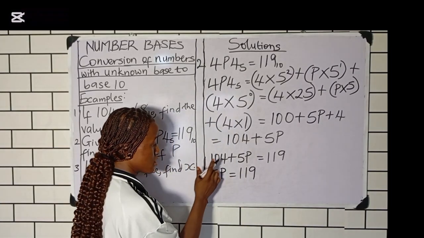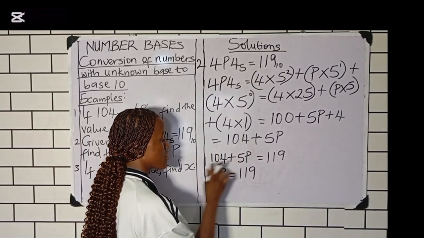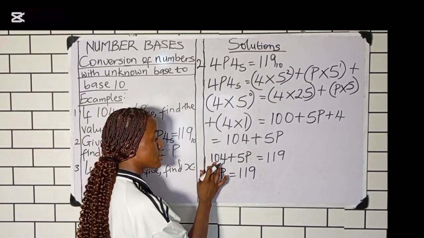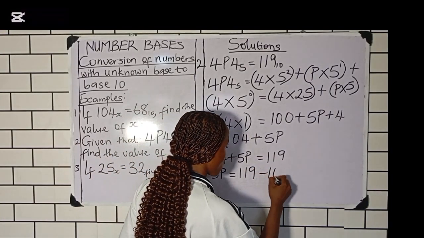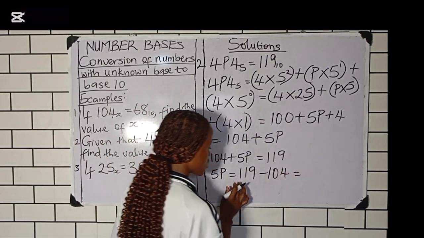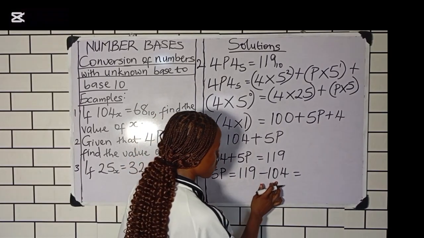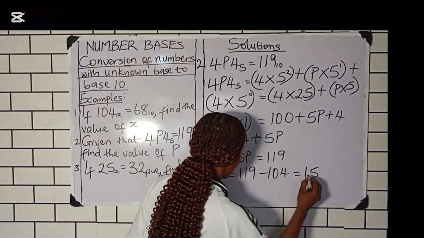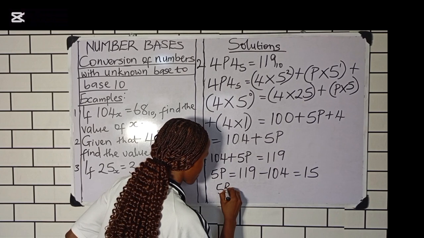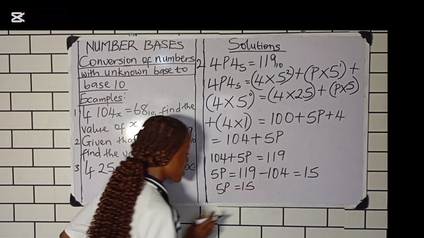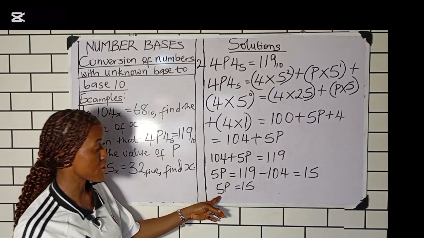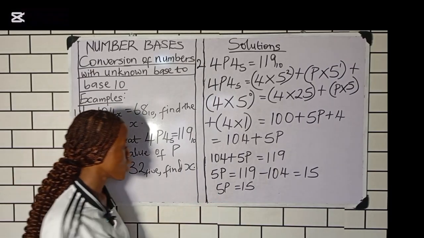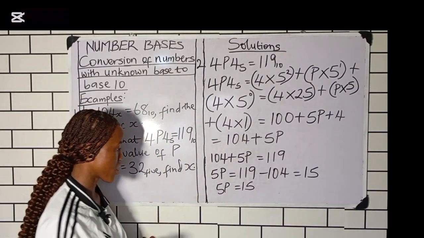You carry this 104 across the equality sign, and it's a positive 104 here. If you carry it across the equality sign, it will become negative. You have your minus 104, which will give us 119 minus 104 here will give us 15. Now we have 5p is equals to 15. Making p the subject of the formula, we are going to divide by the coefficient of p, and the coefficient of p here is 5. We divide both sides by 5.